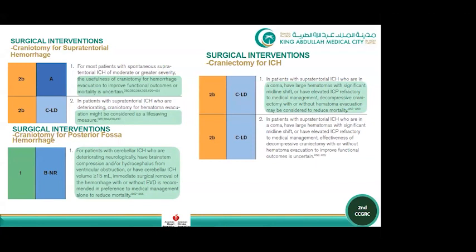And then when an ICH patient with a coma has a large hematoma and significant midline shift or elevated ICP refractory to medical management, then decompressive craniectomy with or without hematoma evacuation should be considered. And it's the same for supratentorial and infratentorial as well.